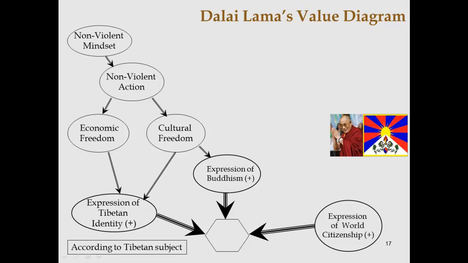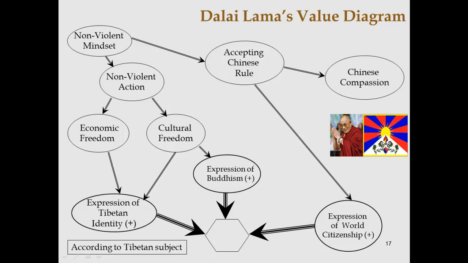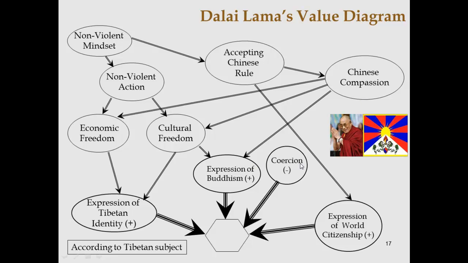The nonviolent mindset was important to support nonviolent action, which would in its own way help the Tibetan people accept the Chinese rule, and that would connect with the expression of world citizenship, and it would do another interesting thing. It would trigger Chinese compassion, and that would enhance all the 3 freedoms. Now, although the Dalai Lama has often called himself a Marxist monk, one thing he's been very clear about is he's totally against coercion. So coercion is an intrinsic disvalue for him. So nonviolent action and Chinese compassion would reduce coercion in society.